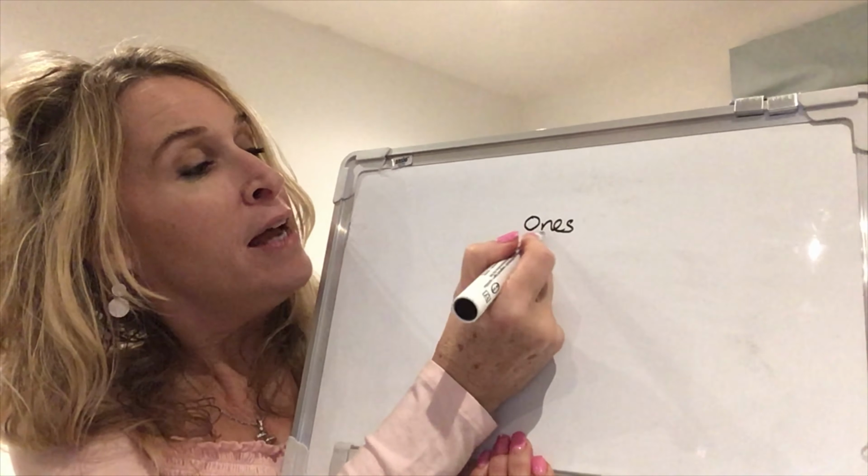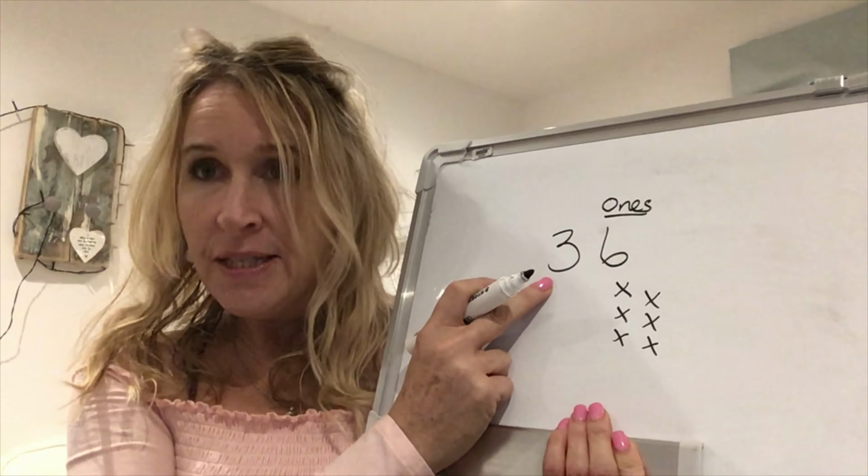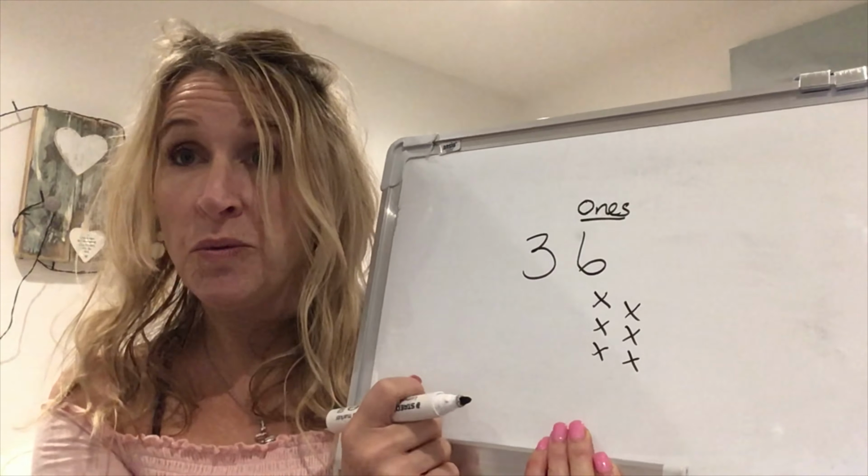Now we used to call that in the olden days units. They now call it ones. So that's the ones value, and that can be depicted by 6 individual crosses. This 3 here though doesn't just mean 3. If it meant 3, it would be 3 plus 6, which would be 9.